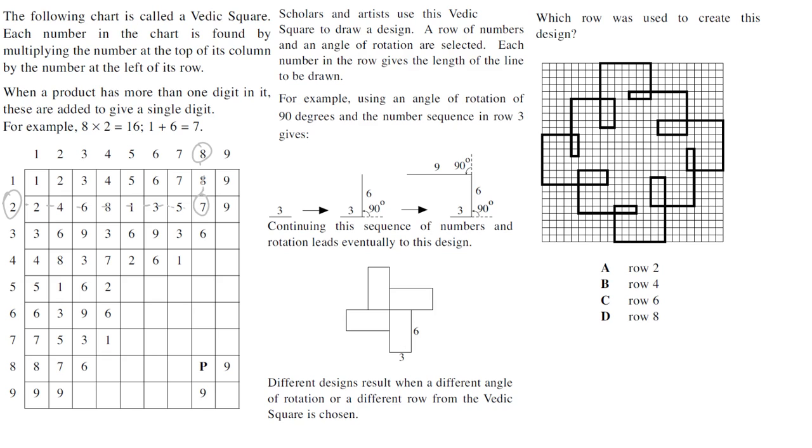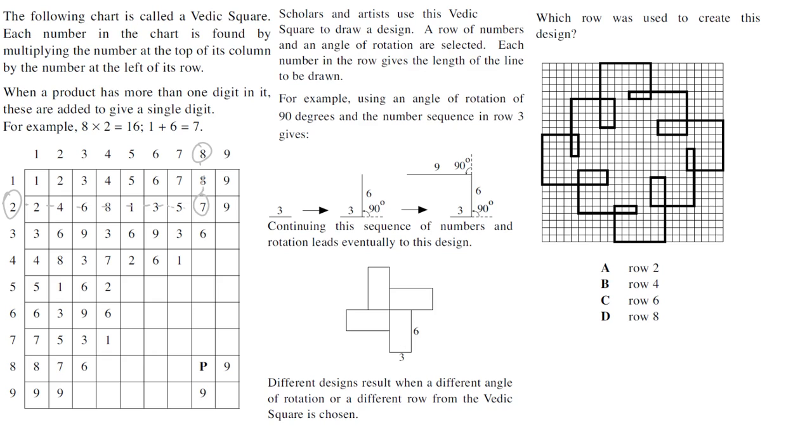A row of numbers and an angle of rotation are selected. Each number in the row gives the length of the line to be drawn. For example, using an angle of rotation of 90 degrees and the number sequence in row 3, we get this pattern. Continuing the sequence of numbers and rotations leads eventually to this design.